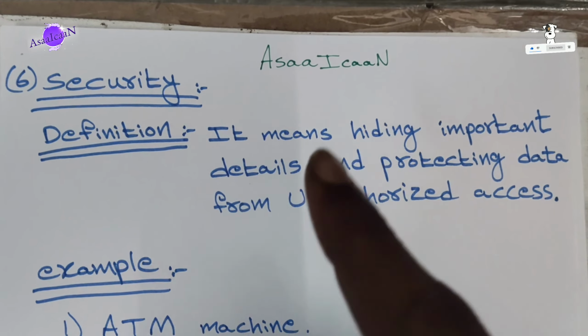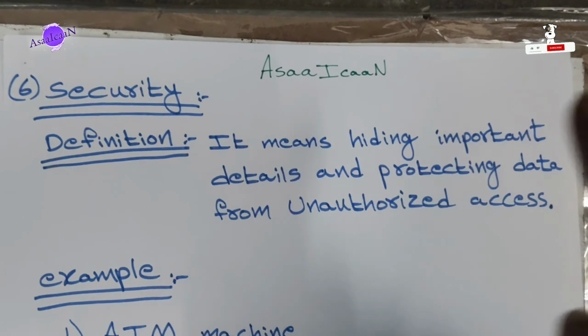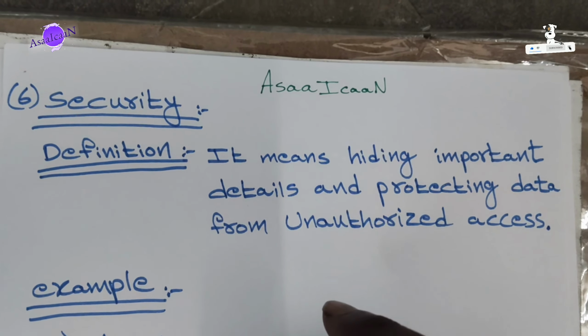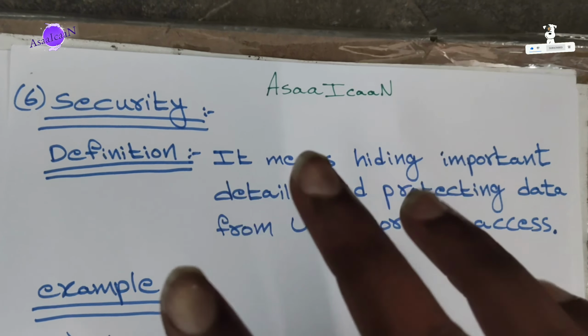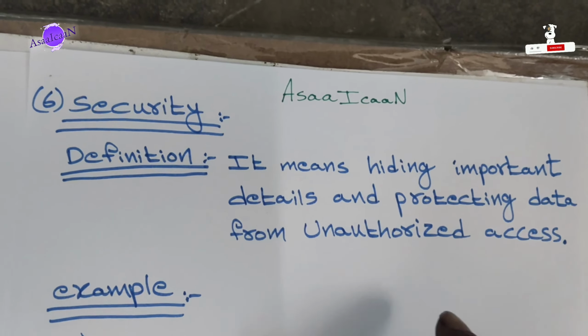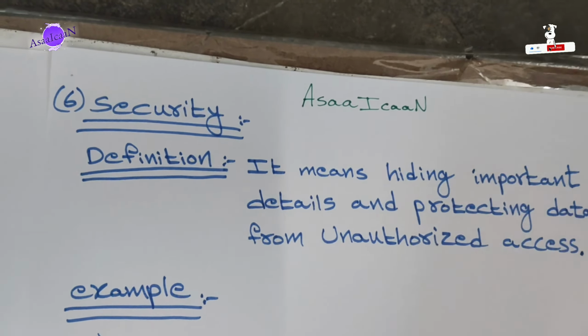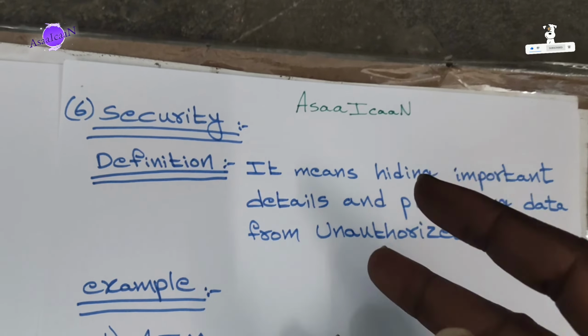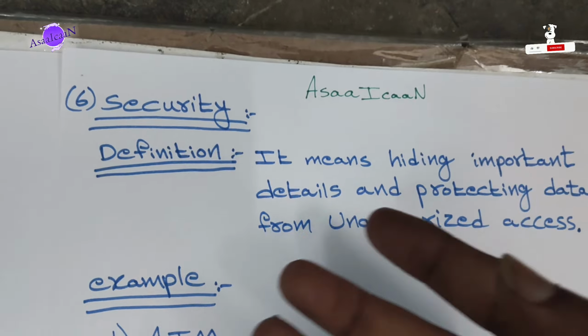Security. This is the sixth benefit. It means hiding important details and protecting data from unauthorized access. Unauthorized access means hiding important data, right? And protecting data from unauthorized access, like malware and viruses. So this is called security.